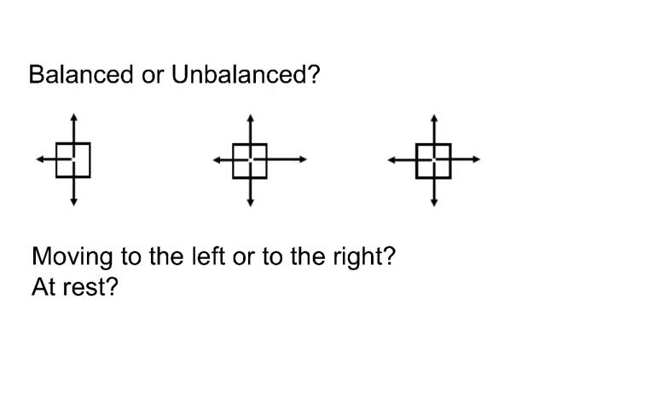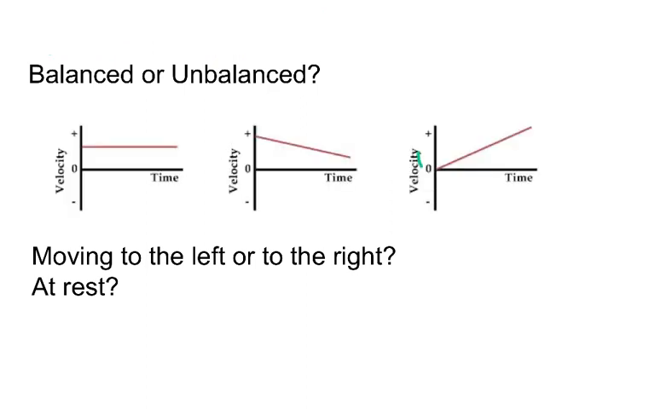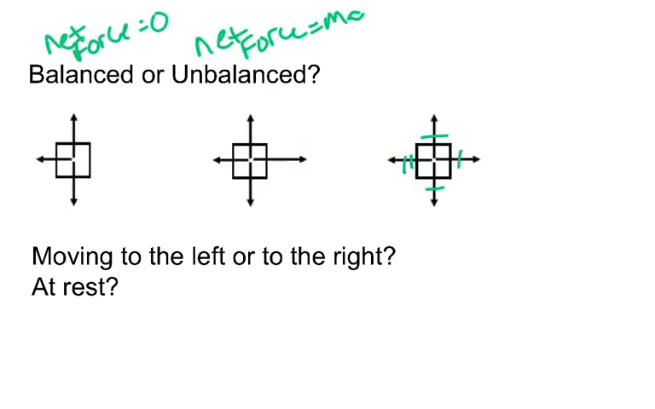All right, balanced or unbalanced. So balanced means I have a net force equal to 0. That's Newton's first law. Here we have a net force equal to mass times acceleration. So we would have something accelerating. So here we have our vertical forces that are equal. But my horizontal forces are also equal, so this one is balanced. It has a net force equal to 0. This one has vertical forces that are equal, but this one is larger than the one over here, so this is unbalanced.